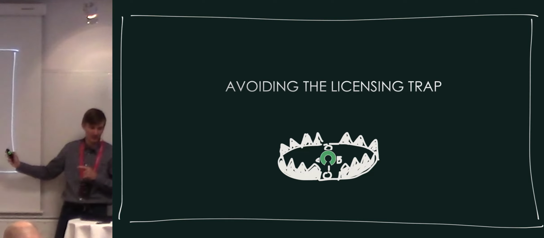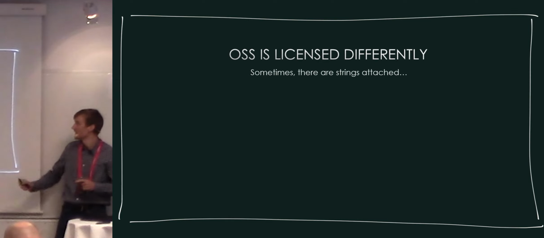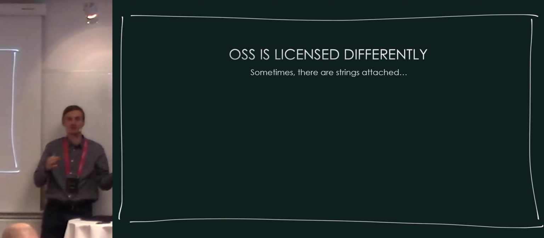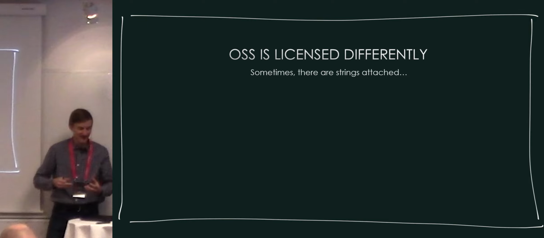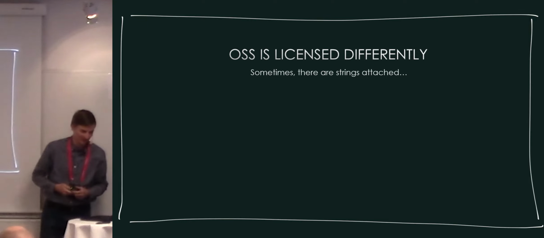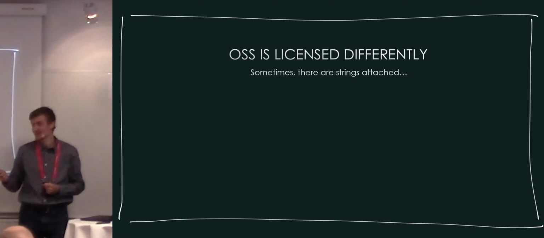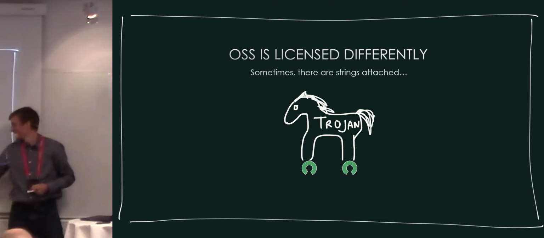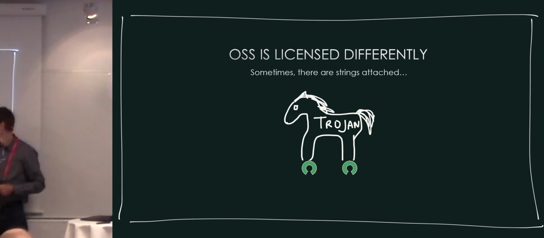Why do we need to avoid the licensing trap of open source? Because different open source packages actually license differently. Open source is not the same between packages. Openness is different, so sometimes there are strings attached. Yeah, I know. These are the wheels of a Trojan horse made of open source.